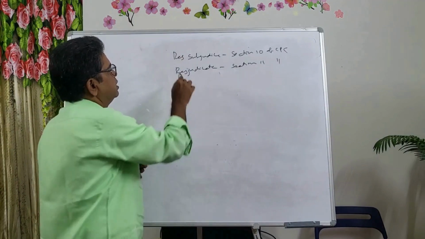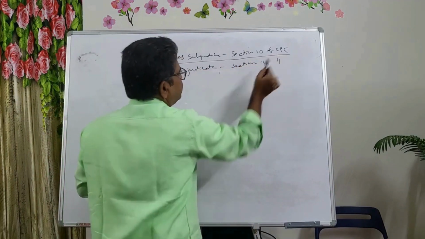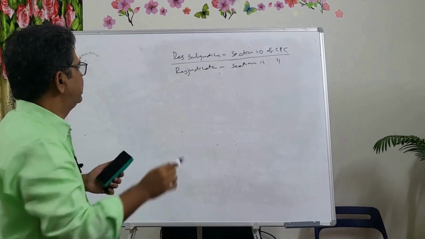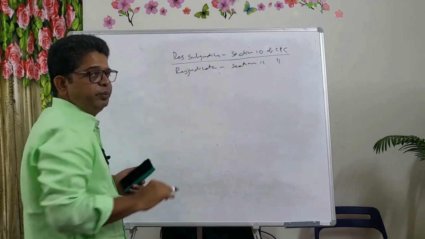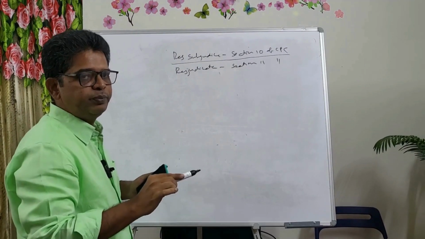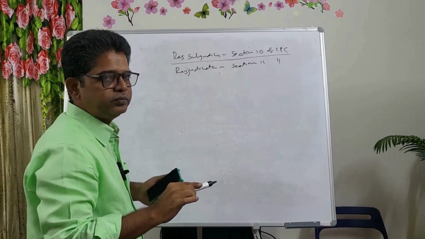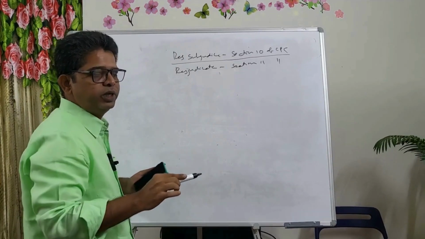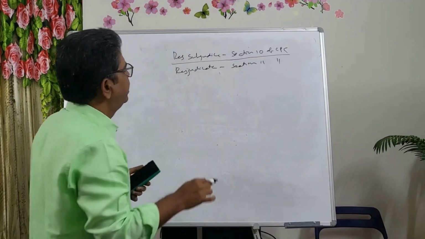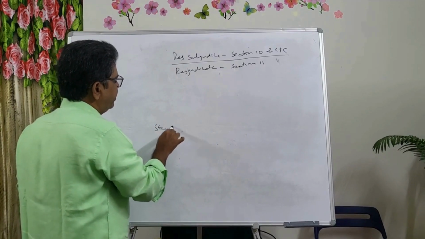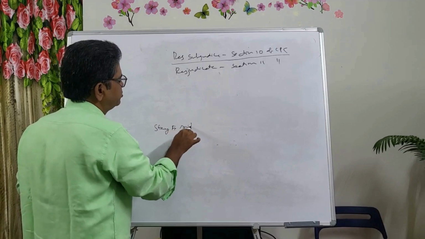My dear friends, Section 10 of CPC, the heading shows that it is stay of suits. What does it mean? That if a similar suit between the same parties is pending before any other court, or the Supreme Court, or a court established by the central government outside India, then the civil court shall stay the suit before it.